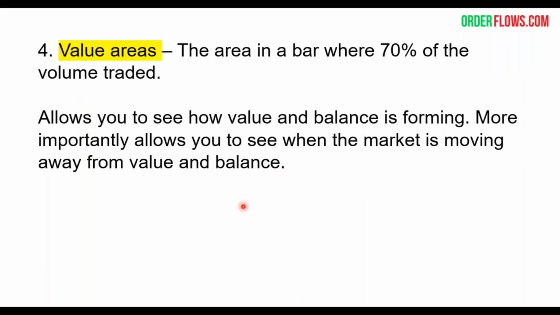Now, value areas. A lot of traders already know the term value areas, right? It comes from market profile, and it's the area on the day where 70% of the volume traded. But you can actually look at value areas on individual bars. And whether you're looking at a 15-minute, a 5-minute, a 100 tick chart, 500 volume, 1,000 volume, whatever, you can still get the value area. And it allows you to see how value and balance is forming. And more importantly, allows you to see when the market is moving away from value and moving away from balance, which is all important information for a trader.